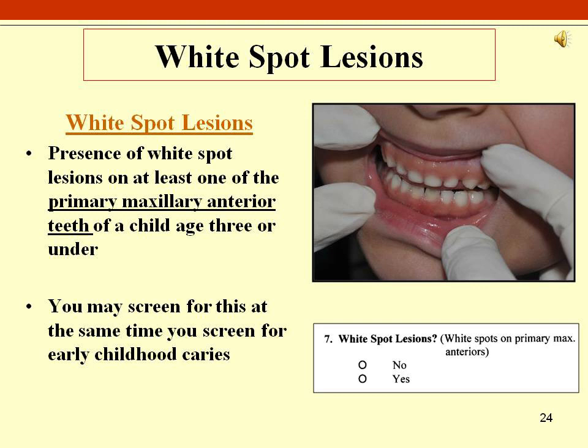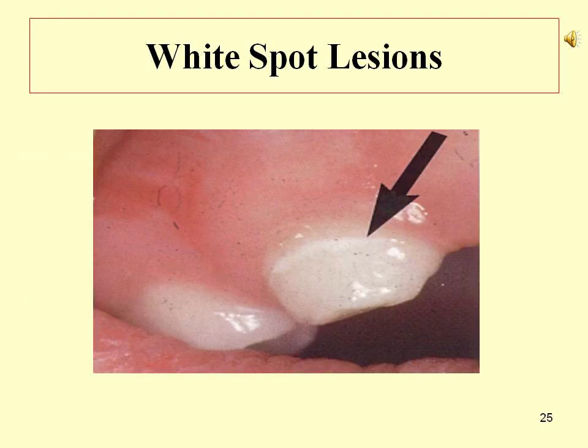Both categories 7 and 11, early childhood caries and white spot lesions, can be screened for at the same time. Remember, white spot lesions are only noted on primary maxillary anterior teeth. Here is an example of a white spot lesion. Note that the lesion is on the maxillary anterior tooth of a primary tooth.